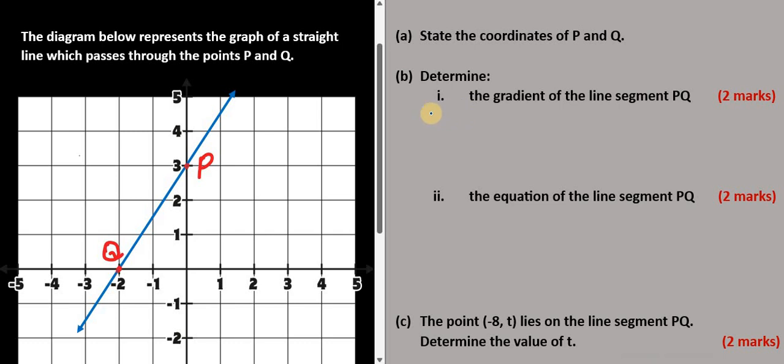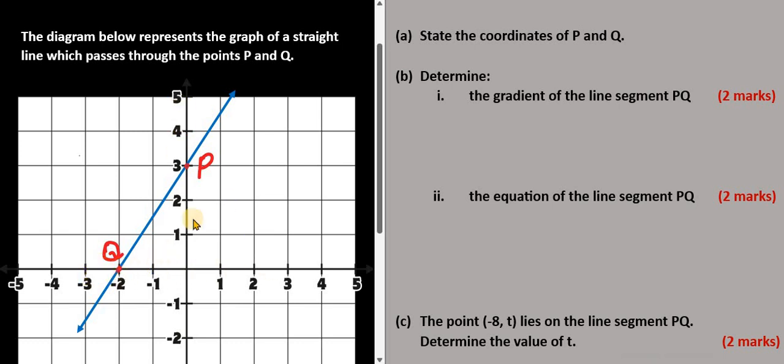Hello, math enthusiast. Listen, we have a coordinate geometry question here, and how are we going to attack this question? Well, let's read this information above the rectangular coordinate plane here. It says the diagram below represents the graph of a straight line which passes through the points P and Q. So here we have the rectangular coordinate plane, which has the x and y axis.